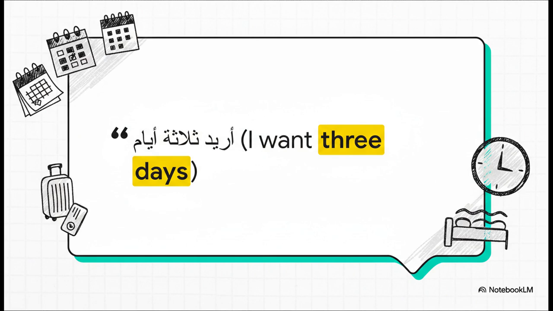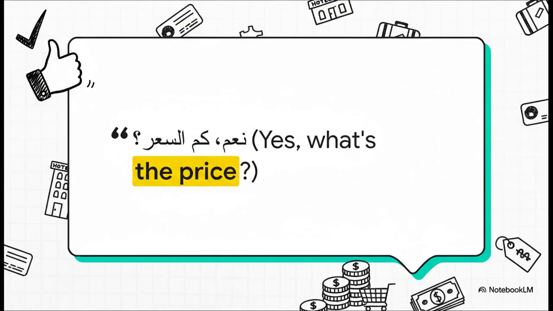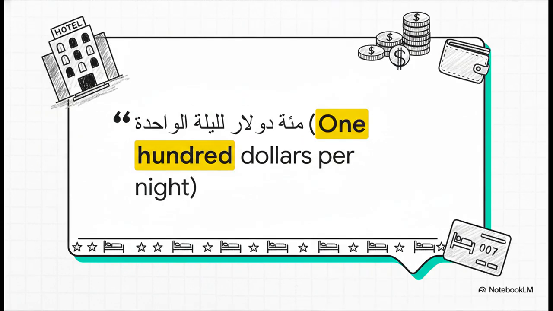Simple enough. Okay, listen up, because this is the magic phrase right here. The receptionist asks, هل يريد غرفة بإطلالة على البحر? Do you want a room with a view of the sea? That's the one we're here for. That's the goal. Of course, the answer is na'am, yes. And immediately, we get to the most important part, right? Kam as-sir. What's the price? You gotta know what it's gonna cost. And the answer comes back. $100 لليلة الواحدة. $100 per night.